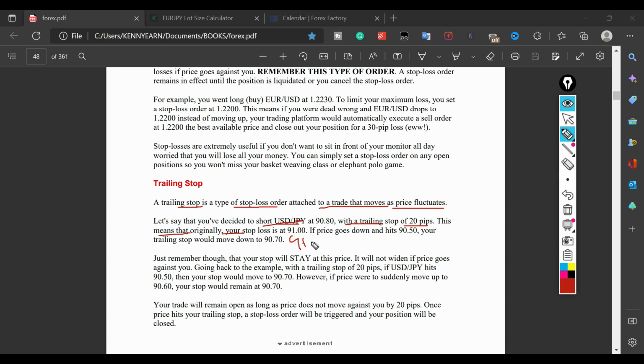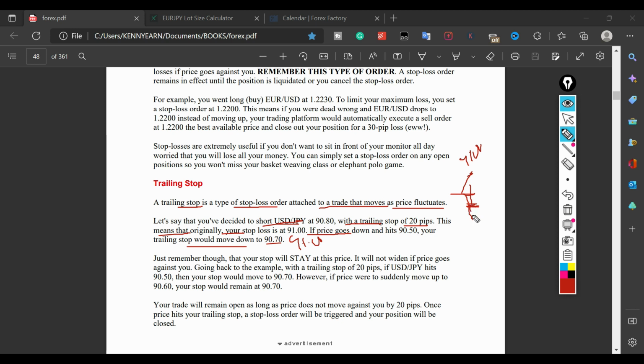So that means if the market goes higher to 91.00, since you're selling, you'll be stopped out. But if price goes down and hits 90.50, your trailing stop would move down to 90.70. So if the market is going in your direction, your stop loss is going to be following it.